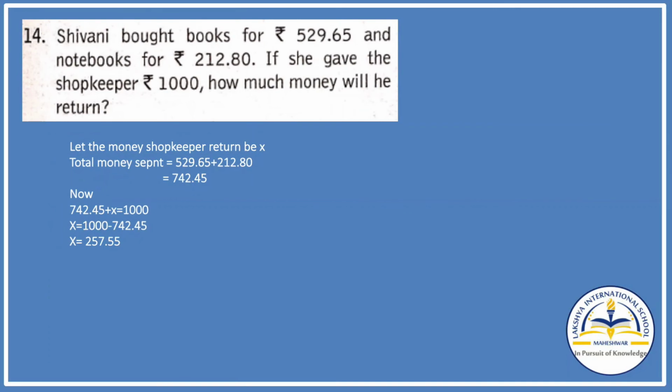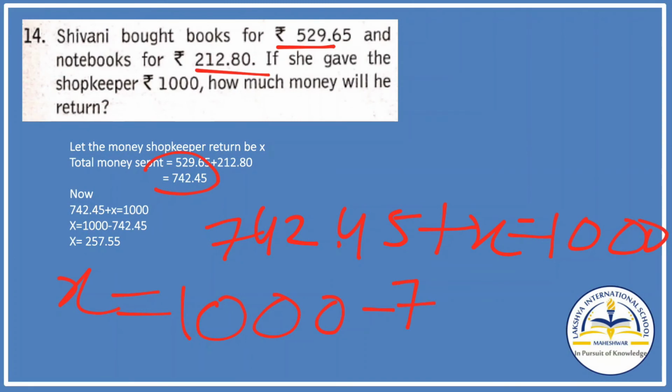Now question number 14. Shivani bought books for rupees 529.65 and notebooks for rupees 212.80. If she gave the shopkeeper rupees 1000, how much money will he return? Let the money the shopkeeper returns be x. So first you have to add these two values. You will get 742.45. Now plus x equals 1000. Now you have to subtract 1000 minus 742.45 to get how much money he will return. So the answer will be 257.55.